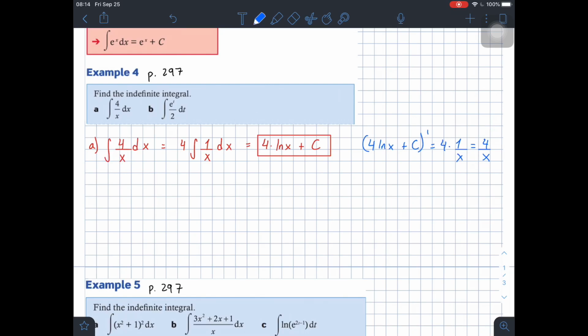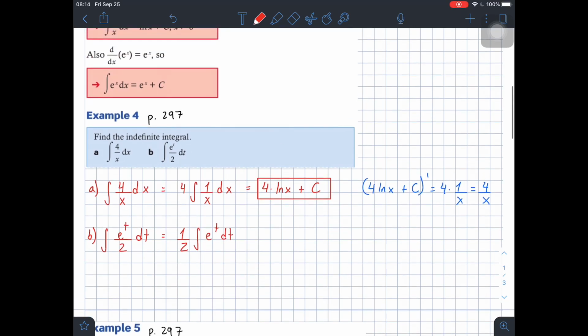That means that our integral is correct. Let's move on to part B, which says find the integral of e to the power of t divided by 2 with respect to t. Okay? So we can do the same thing here. We can take this 2 out of the integrand since it's a constant number. Remember, if we take it out, it will be out as 1/2, right? Because the 2 is in the denominator, times the integral of e to the power of t dt.